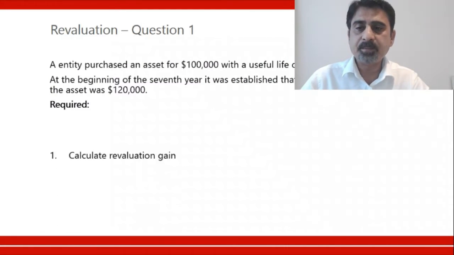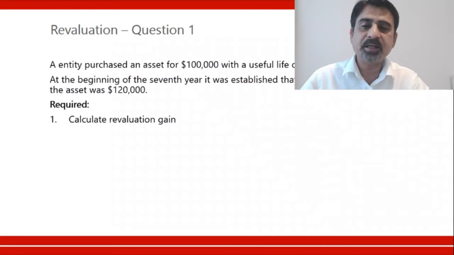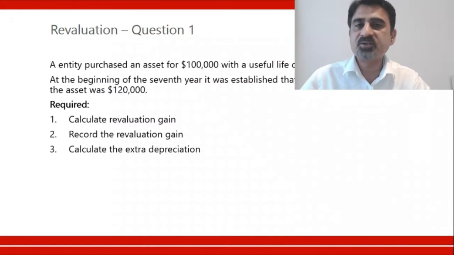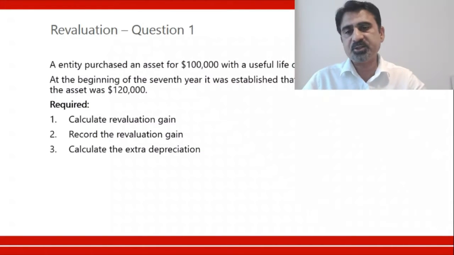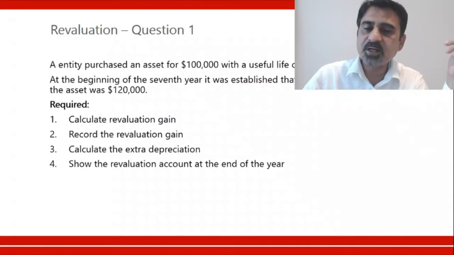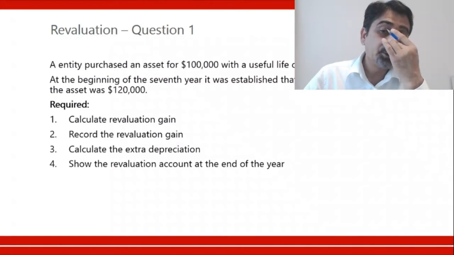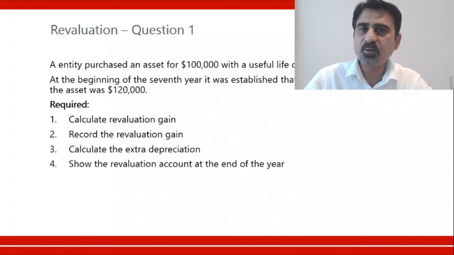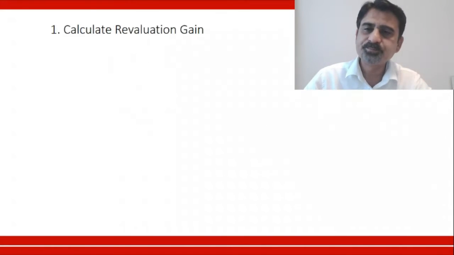So required, number 1, calculate the revaluation gain. Number 2, record the revaluation gain. Record means the double entry. Number 3, calculate the extra depreciation, which means the depreciation after the revaluation. And number 4, show the revaluation account at the end of the year. So these are the 4 things which we need to calculate. So let's do it together one by one.